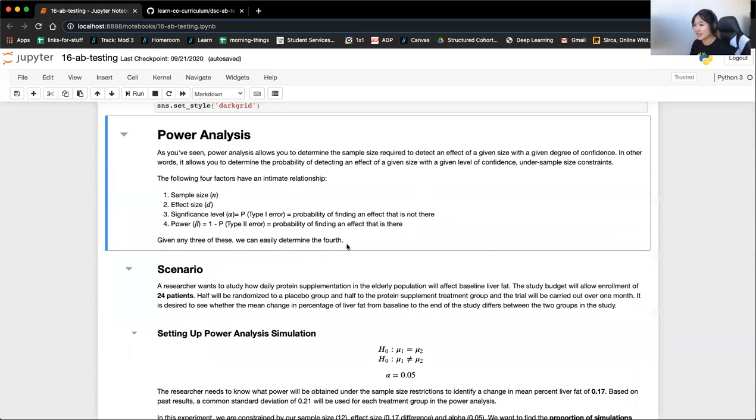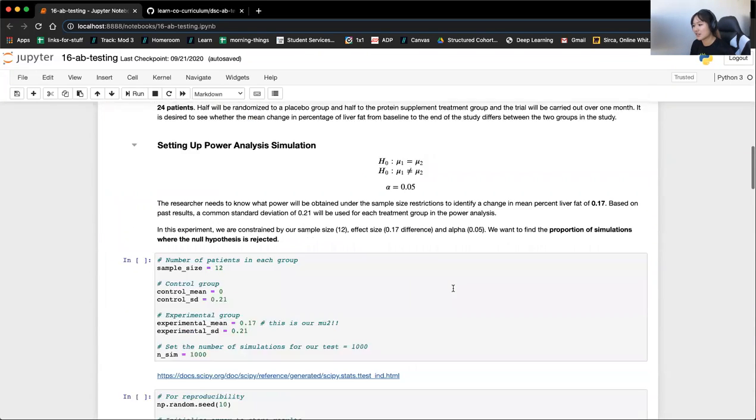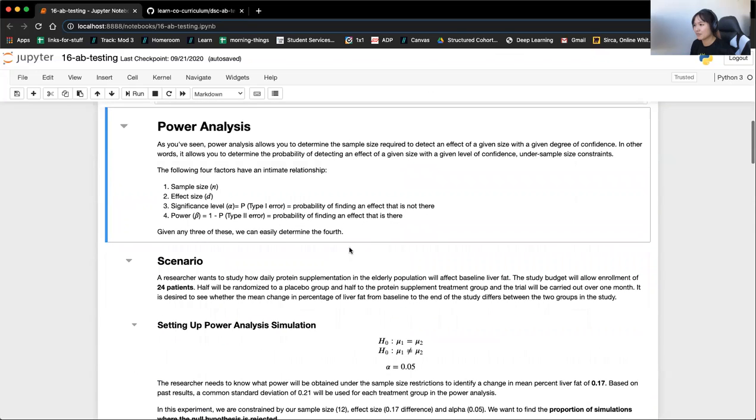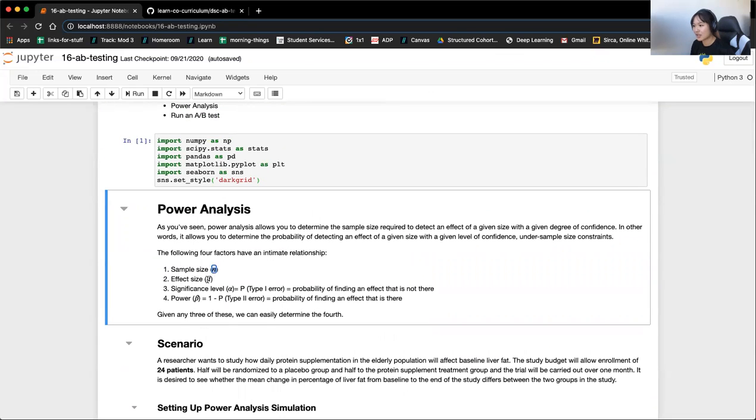As I mentioned, given any three of these four factors, you can easily determine the fourth. One method that we'll be using is the power solving formula, which we'll see later. Basically, if you have any three out of four of these constraints, plug them into that method and it'll solve for the fourth. And that can help you determine thresholds or things like that.